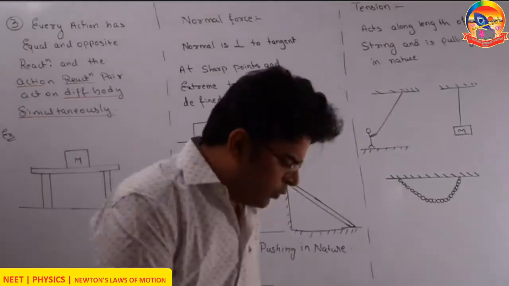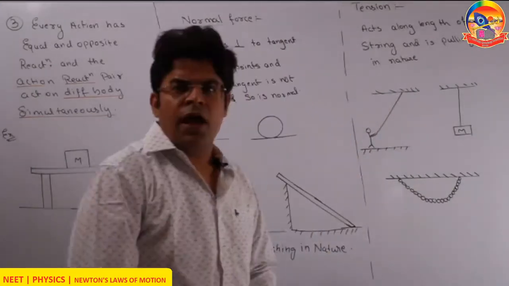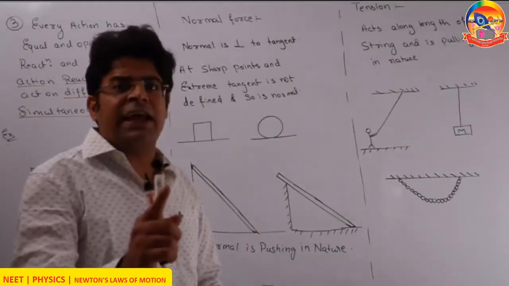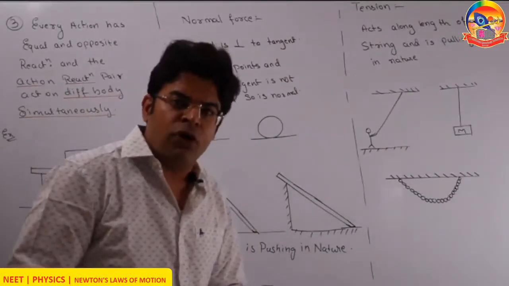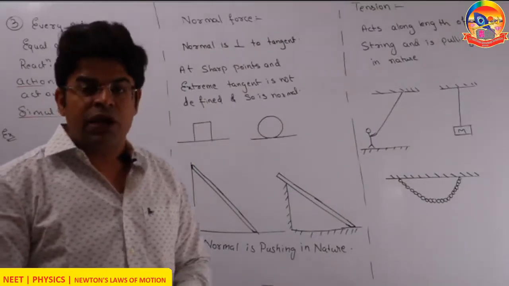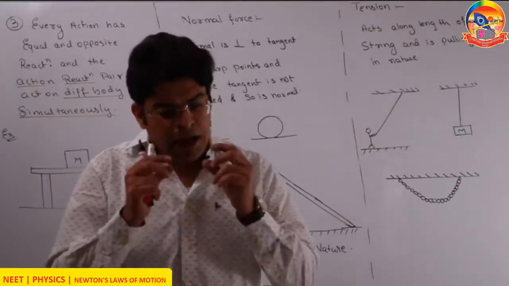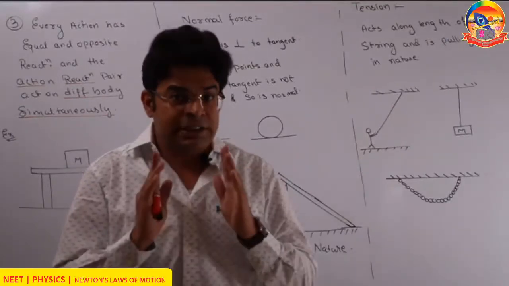So, if there is a football and I go and kick it, the force applied by my foot on the football, if that is taken as action, then the force applied by the football on my foot will be taken as reaction. They have equal magnitude, they act in the opposite direction, and they act on two different bodies simultaneously.